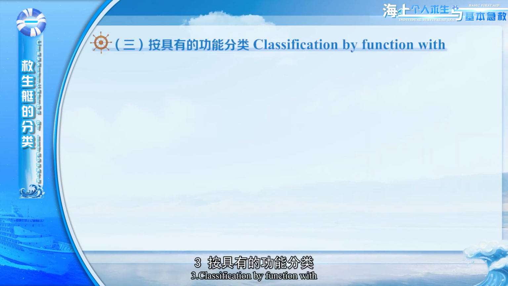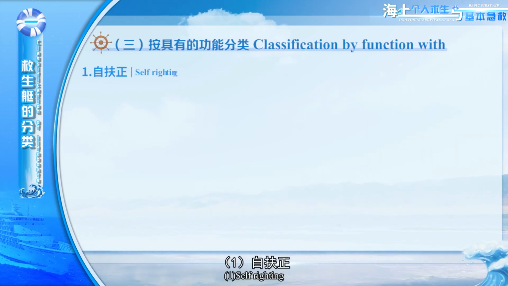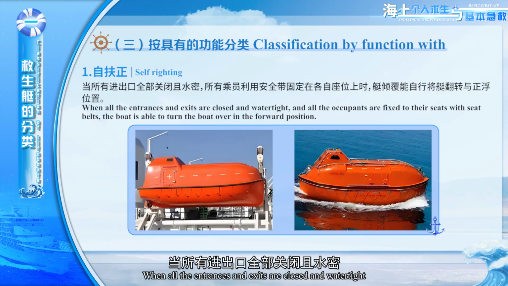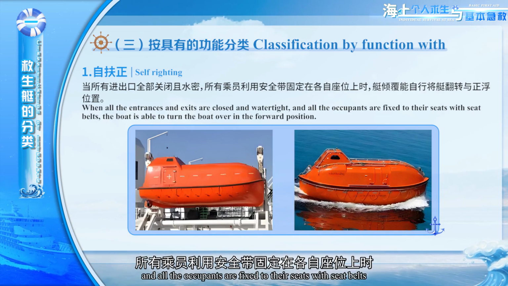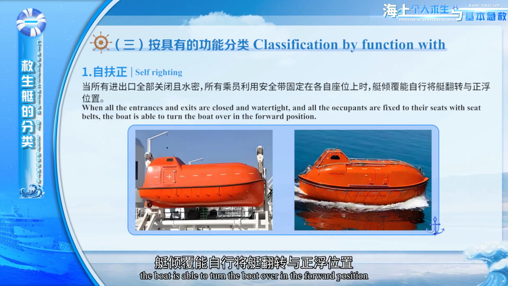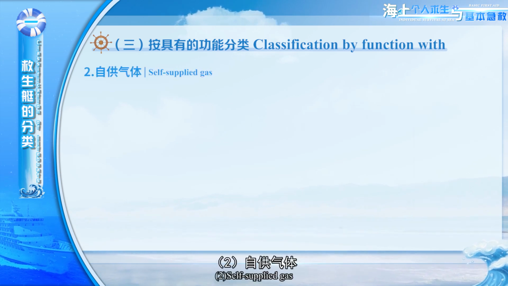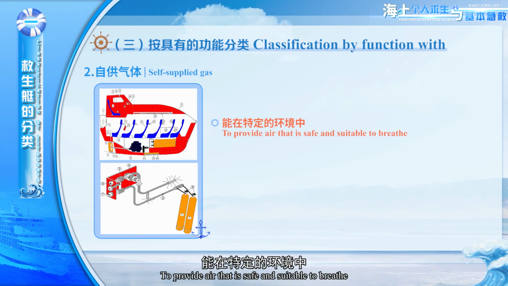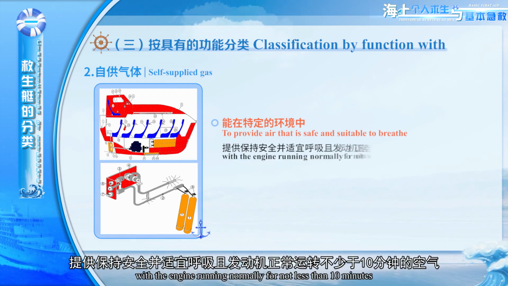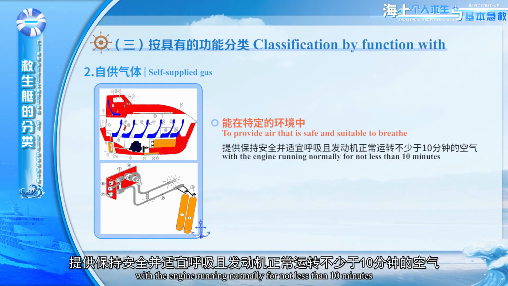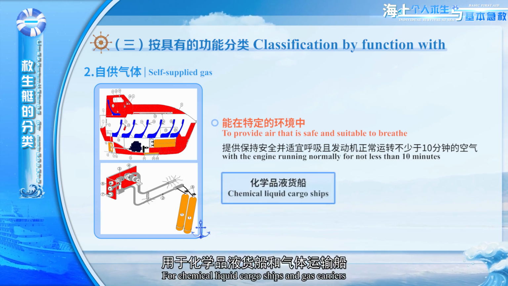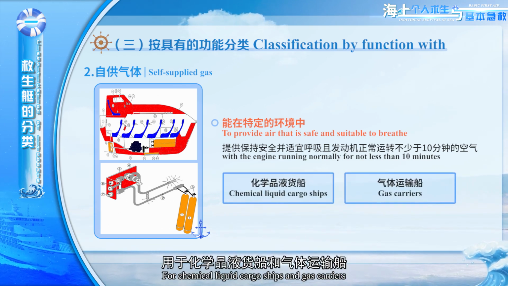3. Classification by function. 1. Self-righting. When all the entrances and exits are closed and watertight, and all the occupants are fixed to their seats with seat belts, the boat is able to turn over into the upright position. 2. Self-supplied air. To provide air that is safe and suitable to breathe, with the engine running normally for not less than 10 minutes, for chemical liquid cargo ships and gas carriers.